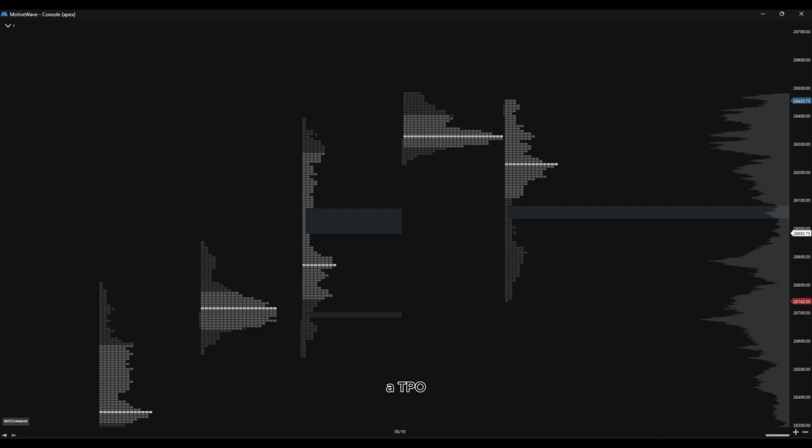A TPO, or time price opportunity, which it actually stands for, or it can be referred to as a market profile, is a market analysis tool used to visualize how long price is accepted at different levels throughout a trading session. It organizes price activity horizontally by time spent at each price rather than by traded volume, revealing where the market has spent the most and least time facilitating trades.